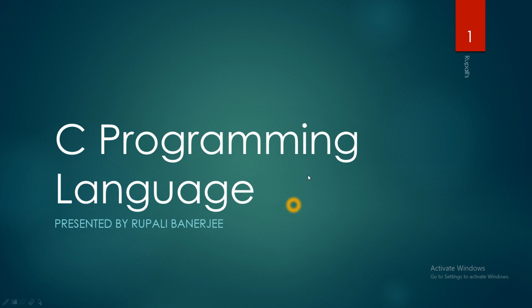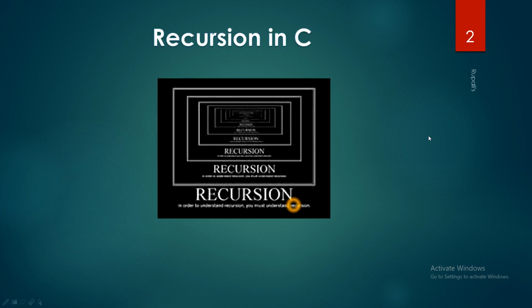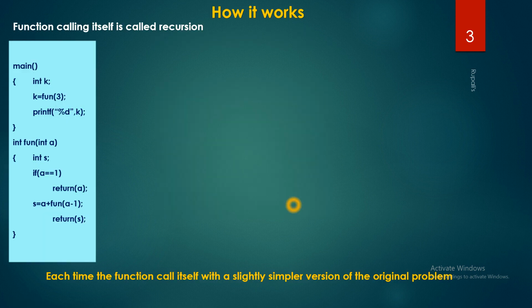So today we will learn one of the most important topics from C, that is recursion in C. How it works? Before that you have to learn what recursion is. When a function calls itself, it is called recursion. See here, there is a function fun, and within this function I call fun again. So this is the perfect example of recursion.